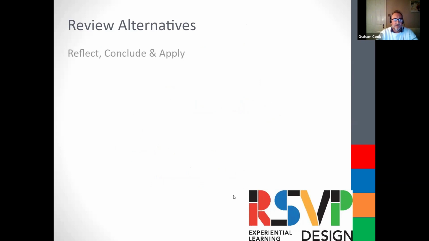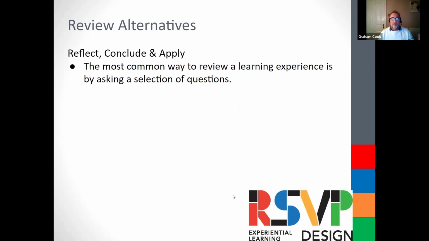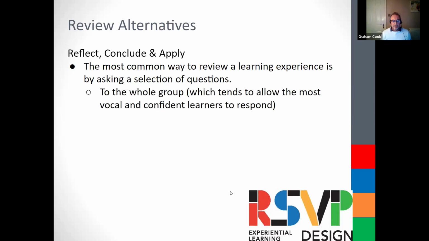So the first thing is, let's look at some alternatives for reviewing, because there's more than one way, obviously, to manage a review. And in this stage, we're talking about probably all 3 stages. The most common way, of course, is simply to ask a selection of questions. And I guess that's where most of us would start from. And probably a couple of simple ways to do that if you're in groups. You can ask a question of the whole group in plenary straight after the activity, but be aware that tends to allow the most vocal and confident learners to respond.